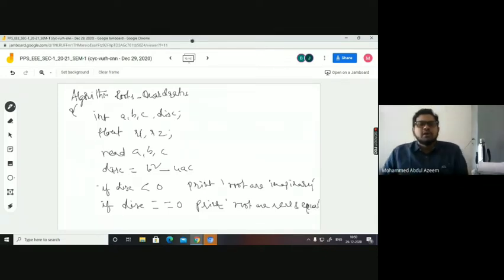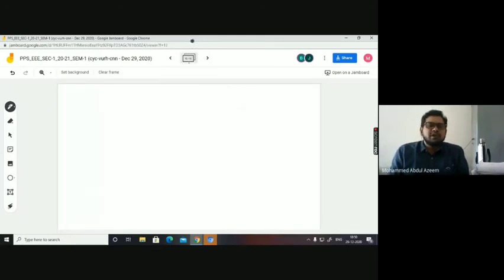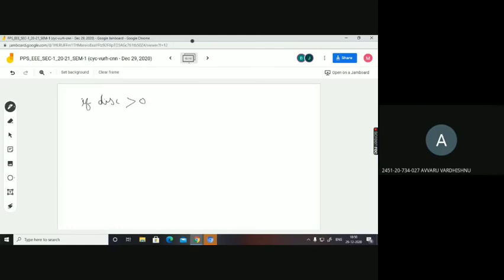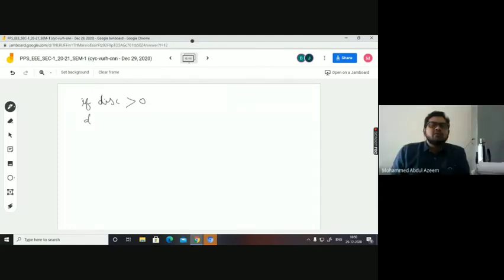Okay. If discriminant is greater than 0, that is the next statement I write here. If discriminant is greater than 0, then real and distinct roots. So I'll be having a set of statements, so I can again start a block for it. You will have to evaluate and then print, right?